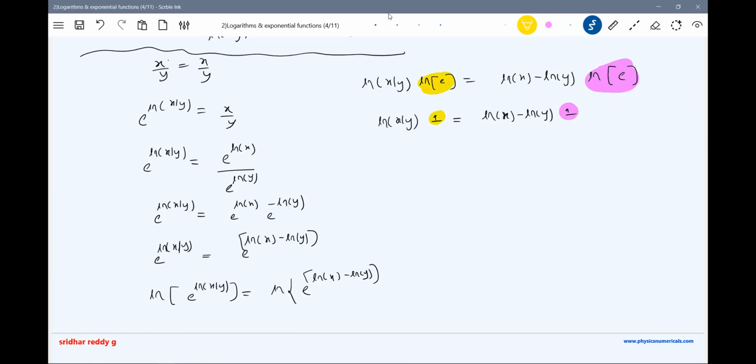Log e to the base e should be equal to 1. So finally, what we ended up with is log of x by y is equal to log x minus log y. So what we did is convert the division into a subtraction. That is a use of the logarithm.